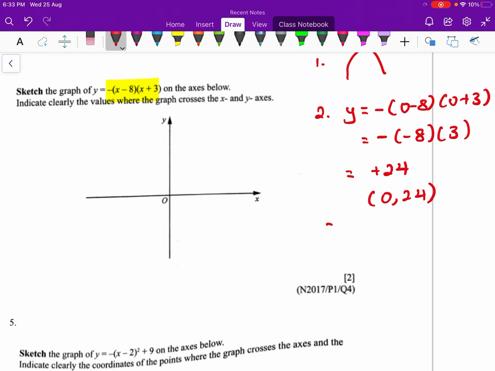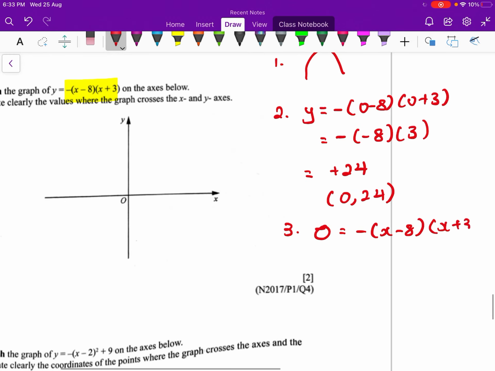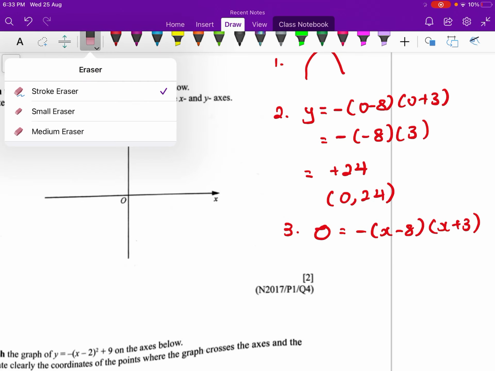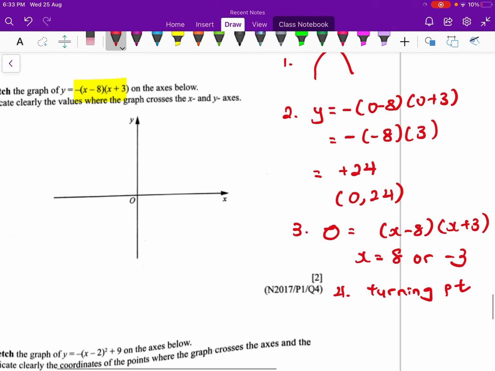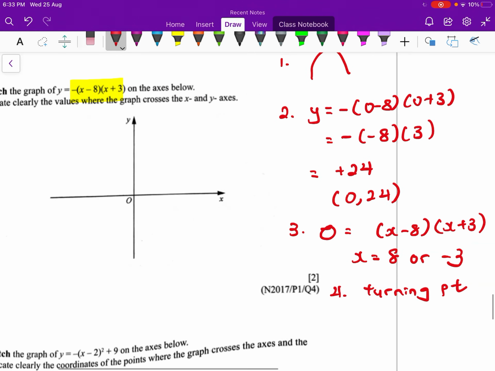The third will be our x-intercept. So for the x-intercept we sub y equal to 0 lah. So 0 here, negative (x minus 8)(x plus 3). So you can throw away the negative, right? So your x is equal to positive 8 or negative 3. Alright, so last but not least, of course, not to forget our turning point. We have to sketch first before we can find it. So our x-intercepts, all these are done already, right? So you just do your sketch.